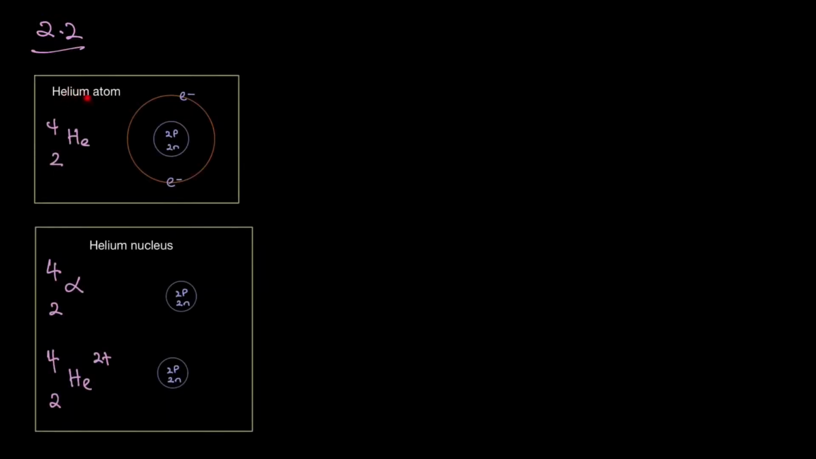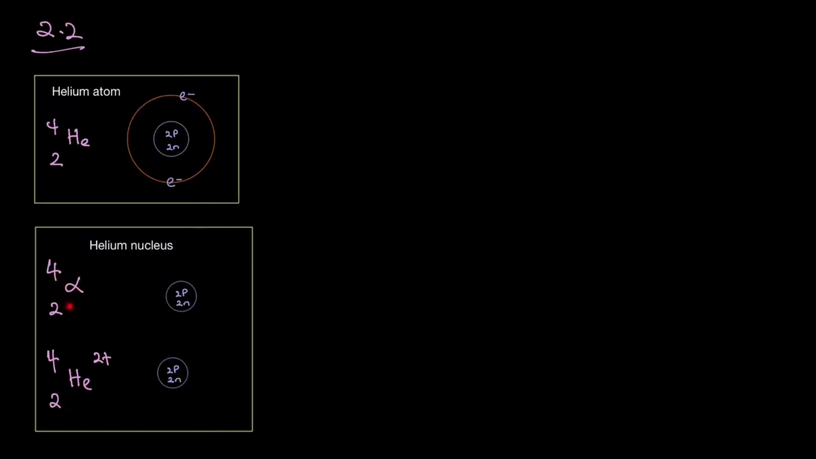What happens to an atom when it is ionized by an alpha particle? So this is what we call a helium atom. A helium atom has 2 protons, 2 neutrons, and 2 electrons. This is how we write it in chemistry and physics. The helium nucleus is what we call an alpha particle.